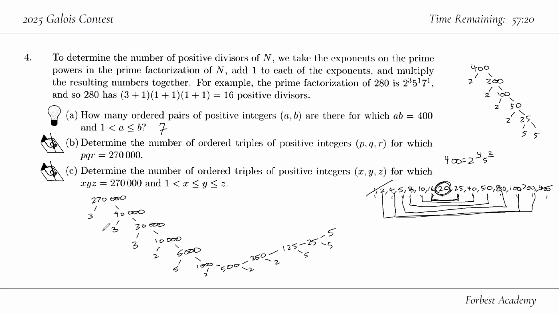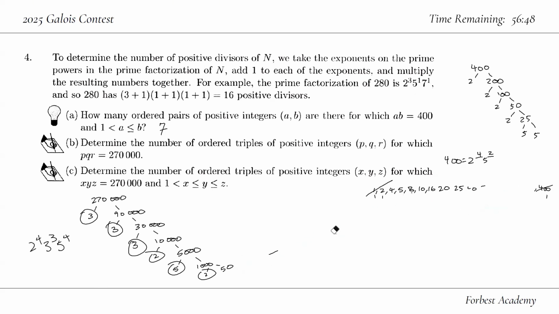So we have, how many 2's do we got? 1, 2, 3, 4. So this is 2 to the 4, 3 to the 3, and 5 to the 1, 2, 3, 4. 5 to the 4. Okay? So this is 270,000. So now, what are we going to do with this?